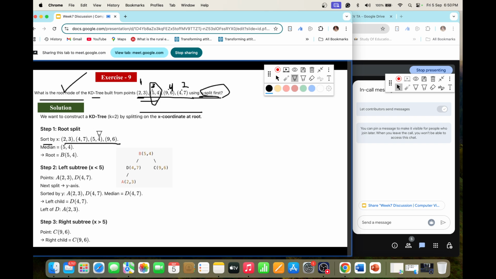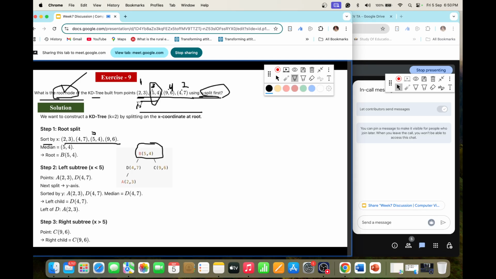Now, second or third can be the median, but here you always choose the third as your median. So (5, 4) is your median, or your root node. So (5, 4) is actually the answer. But let's also prepare the tree. As this is the root node, you just put this as your B point.